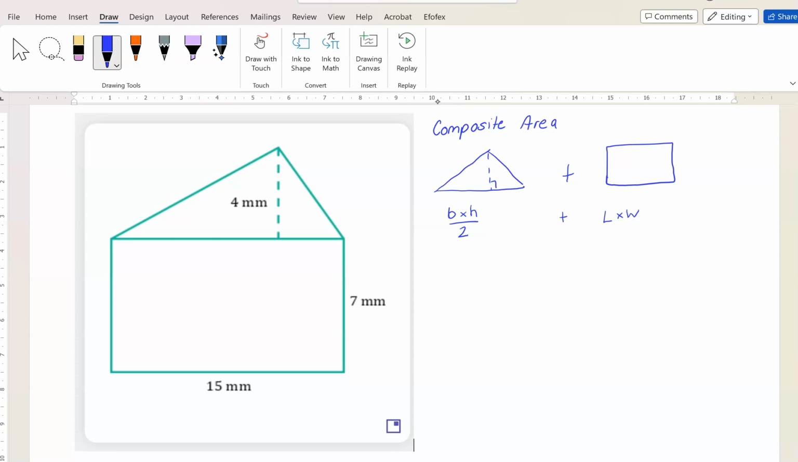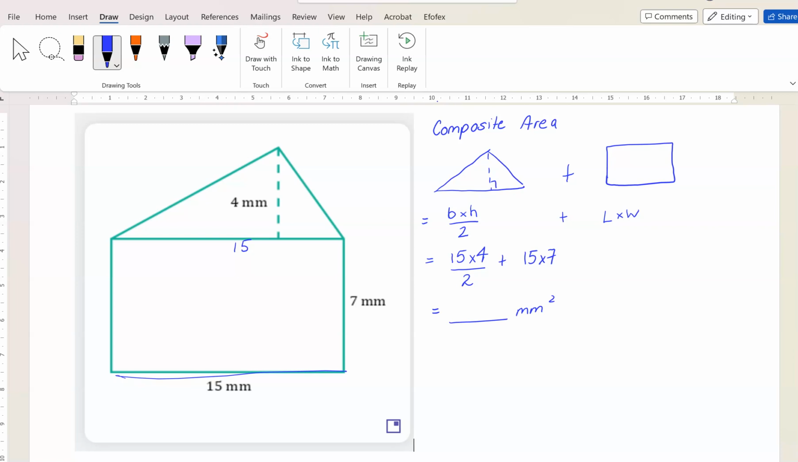Looking at our diagram now, we can see that this 15 all the way along here is the same up here. I always say put your information on, it just makes life easier. So the base is going to be 15, and the vertical height is 4, all over 2, plus the length, 15, times the width, 7. Just pop that in and that becomes your calculator's job. We must remember to put millimeters squared, and that's it.